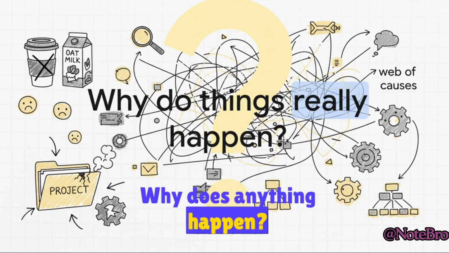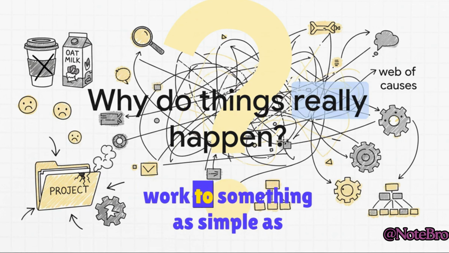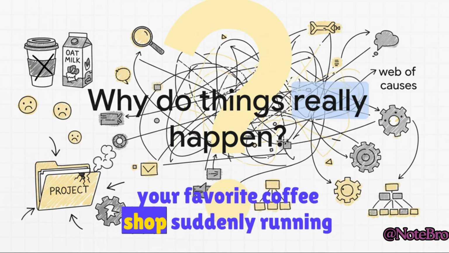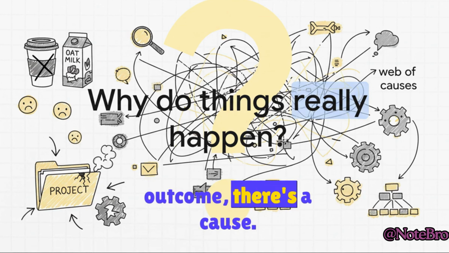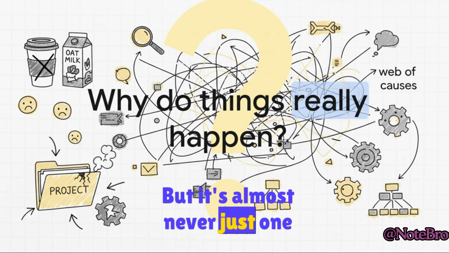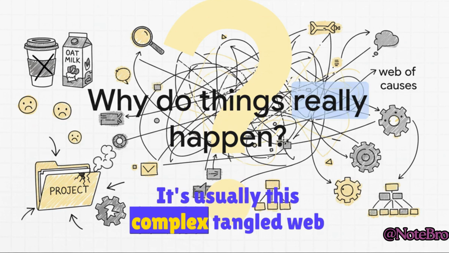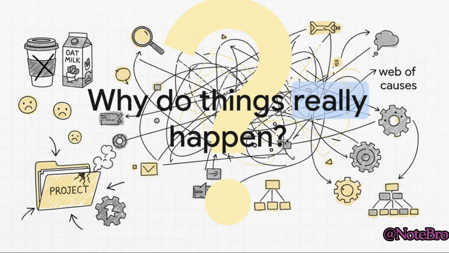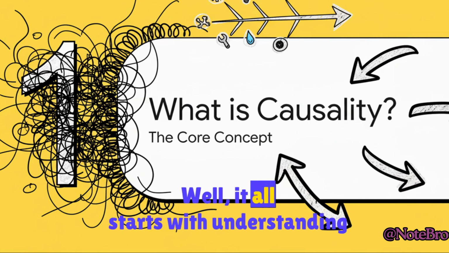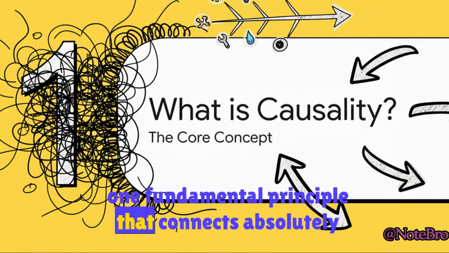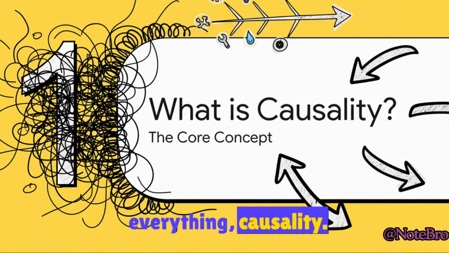I mean, it's the biggest question, right? Why does anything happen? From a huge project failing at work to something as simple as your favorite coffee shop suddenly running out of oat milk. The thing is, behind every single outcome, there's a cause. But it's almost never just one thing. It's usually this complex, tangled web of causes. So how in the world do you start to untangle a web like that? Well, it all starts with understanding one fundamental principle that connects absolutely everything: causality.